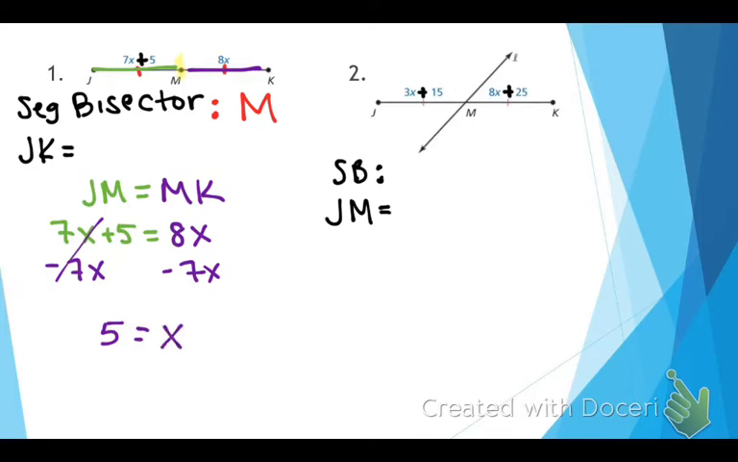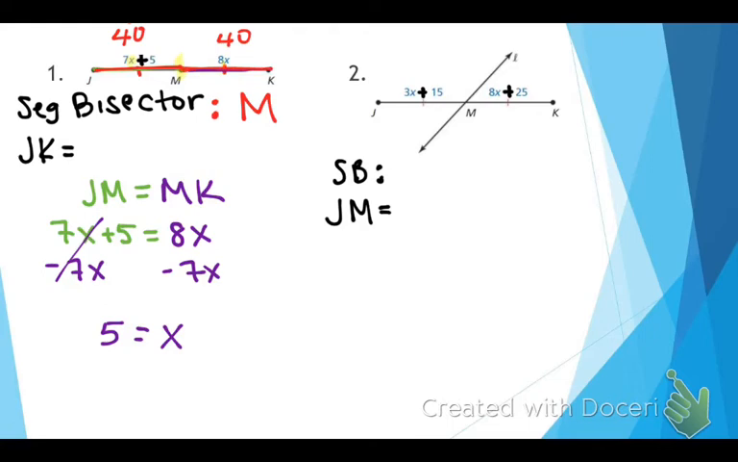Okay? So, but I want to find the length of JK. I don't think there's a single question on your quiz that asks you to leave it at x. So what am I going to do to x to find the length of JK? Plug it in. JK is the whole line, J to K. So we'll start here with JM, 7 times x, which is 5, plus 5. What's 7 times 5? 35 plus 5 is 40. So the length of J to M is 40. On the other side, 8 times 5 is 40, just as it should be.